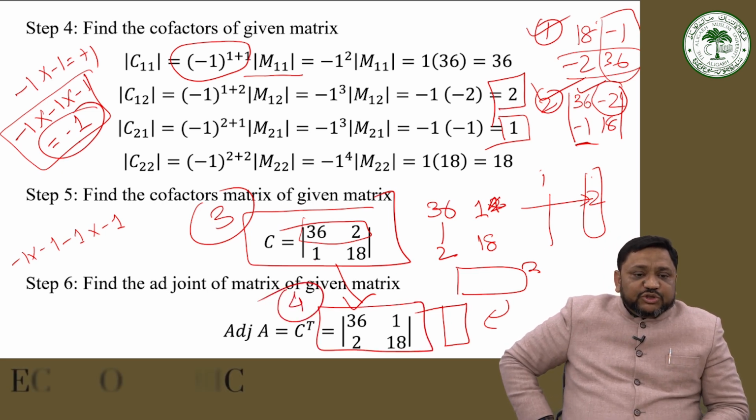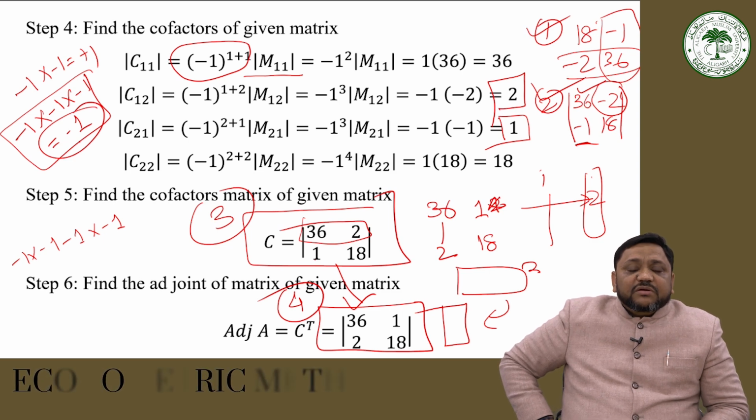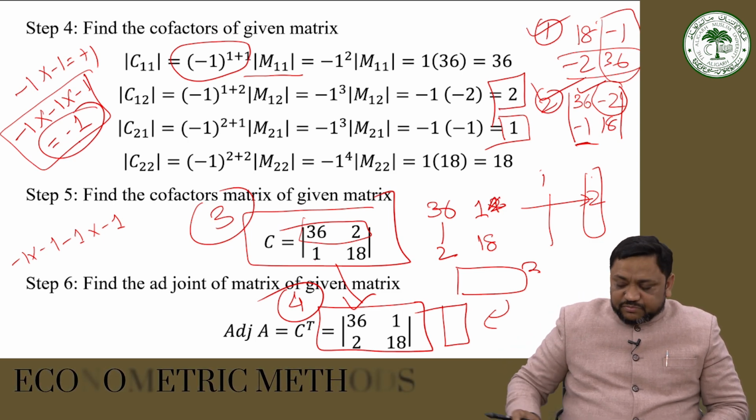So how do you find the adjoint of the matrix? We simply convert the rows into columns.